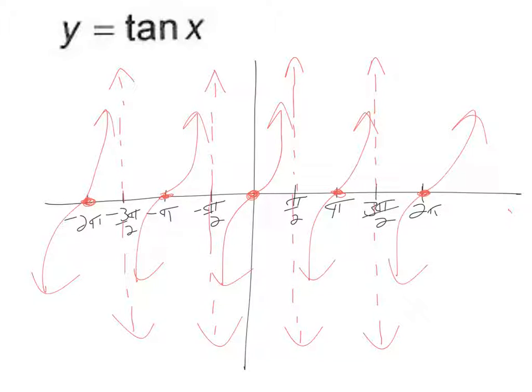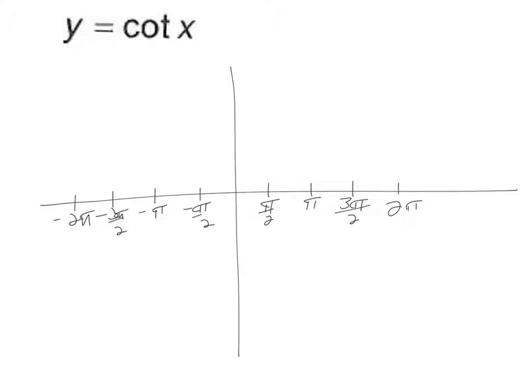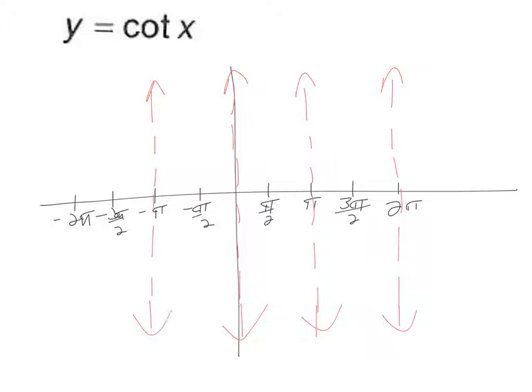The cotangent graph is going to be everything that we've drawn here completely reversed. So for cotangent, my asymptotes are at 0, at pi, and at 2 pi. And then everywhere we had asymptotes for tangent, the cotangent will cross the x-axis. Tangent was smile on the right, frown on the left. Cotangent is the flip of that. Smile on the left, frown on the right.